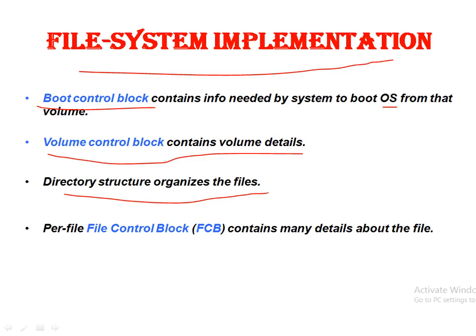Next, a per file control block, that is FCB. A per file control block contains many details about the file. It has a unique identifier number to allow association with the directory entry. So this is how, with this information, I can implement a particular file system.